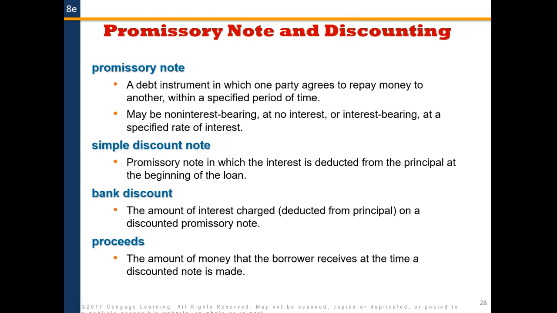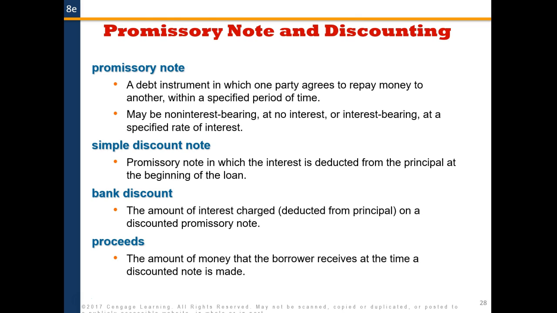one party is going to repay the money to another, and it details everything. It details the payment period, it details when the payments are due, it details the interest rate. Everything is written out on the promissory note. So there's also something called a simple discount note, and it's just a promissory note in which the interest is deducted from the principal at the beginning of the loan.